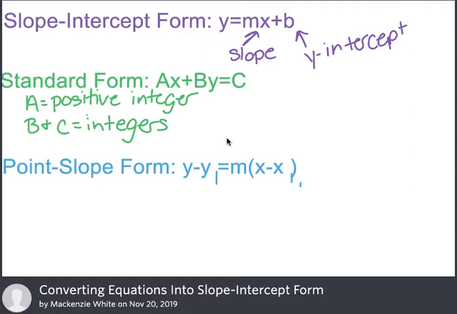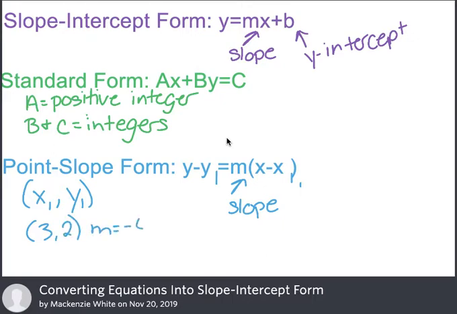And then the last one we're going to review is point-slope form. So the equation is y minus y1 equals m parentheses x minus x1. This is when you are given a specific coordinate, and the coordinate would be x1, y1, and then you would substitute those values in, and again your m is slope. So for example, if I'm given the point (3, 2) and my slope is -4, I can write point-slope form in the version of y minus 2 equals -4 parentheses x minus 3.